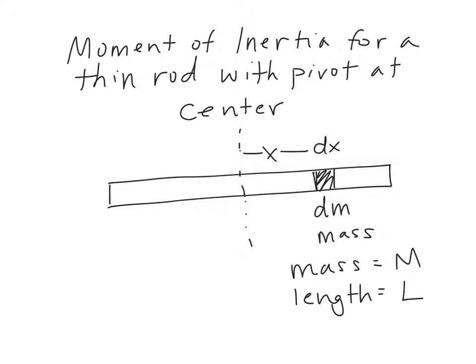In this video, we'll be calculating the moment of inertia for a thin rod with the pivot at the center. So here you can see I've drawn a thin rod. The pivot is right down the center here. And I will be, again, considering a piece of the thin rod, which I'll call dm. It's a portion of the entire mass. And I'll be calling its distance from that pivot x and its length dx.